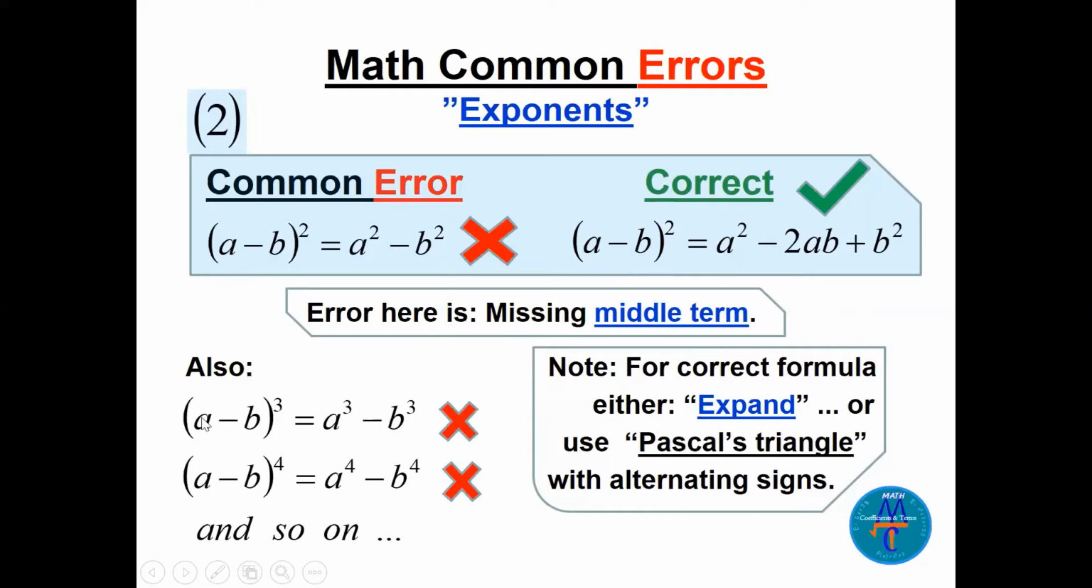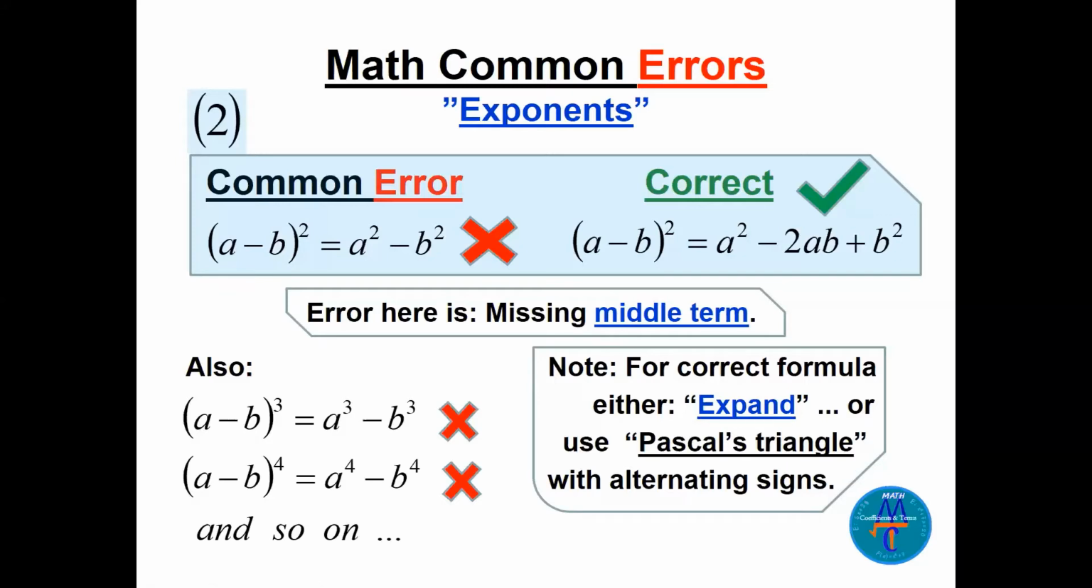This one is wrong too. A minus B cubed, A cubed minus B cubed, completely wrong. A minus B to the power 4, A to the power 4 minus B to the power 4, completely wrong. The solution: you can either expand or use Pascal's triangle with alternating signs. So you can put minus B inside, and treat it as A plus B.